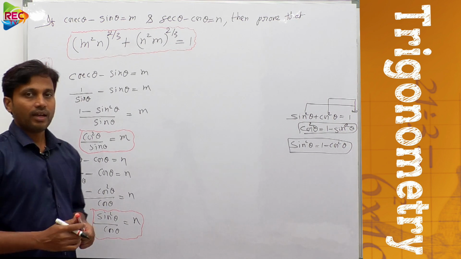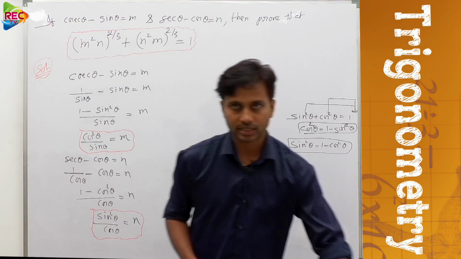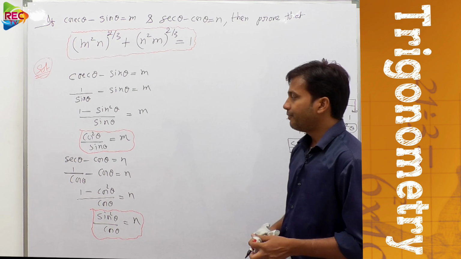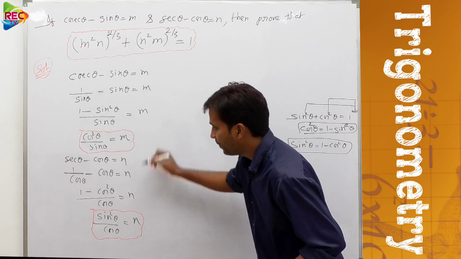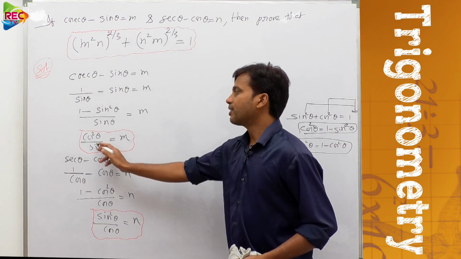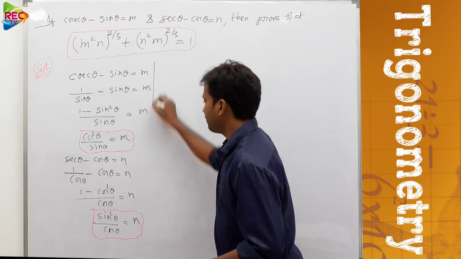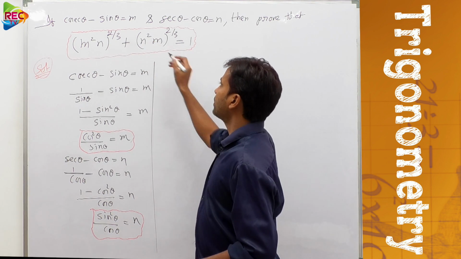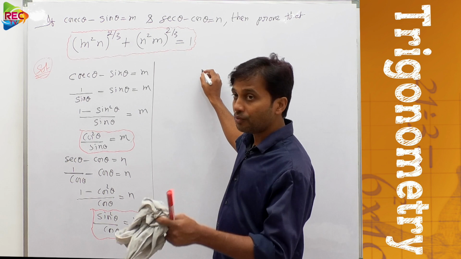Now we have completed our first task. We could find the value of m and the value of n in terms of sin and cos. What is our next step? We need to take the LHS part. What do we need to prove?